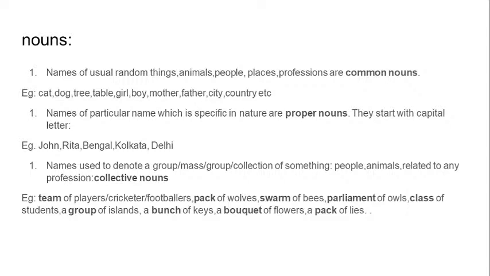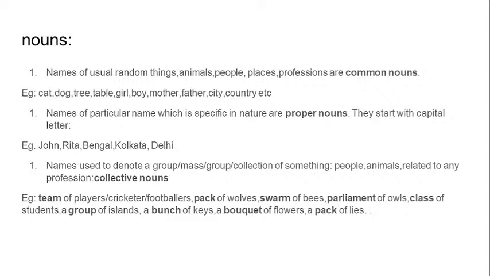So what do we say? This is my collection of shoes, this is my collection of headphones, I have my collection of spectacles, like that. So collective comes from collection. A collection means when you have more than one, suppose 10, 20, whatever, a mass, a group. So collective nouns are the names of a group, a mass, a collection of something. And that can be animals, people, or related to any profession also.